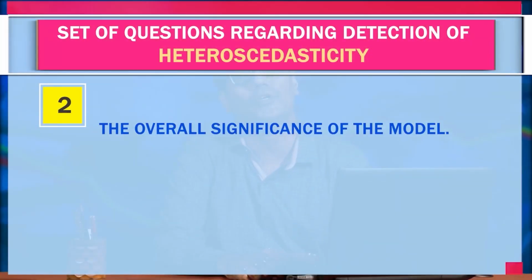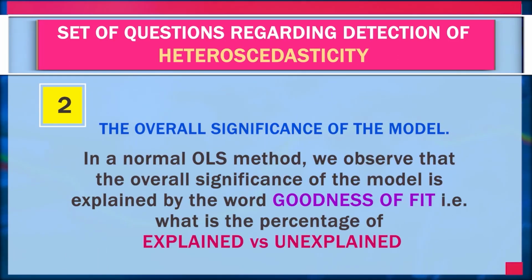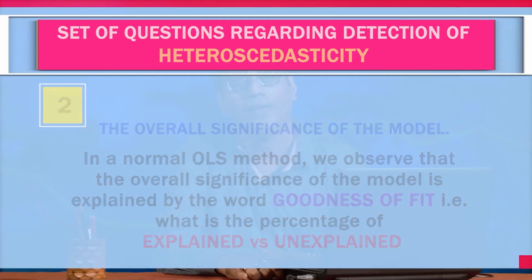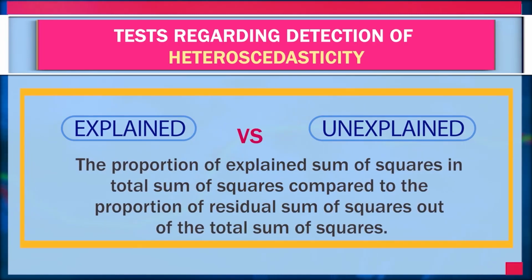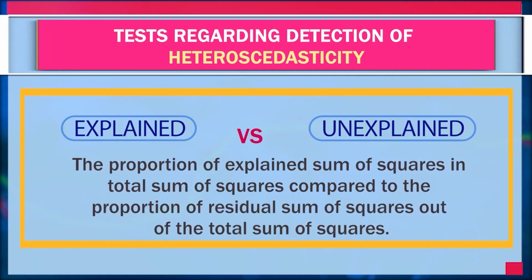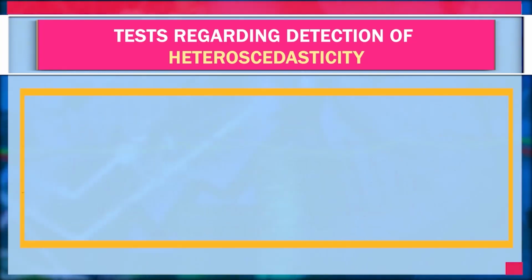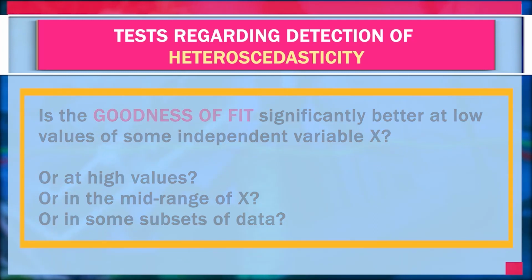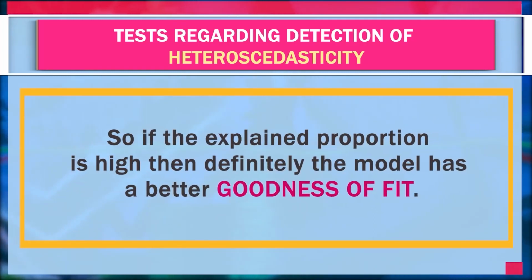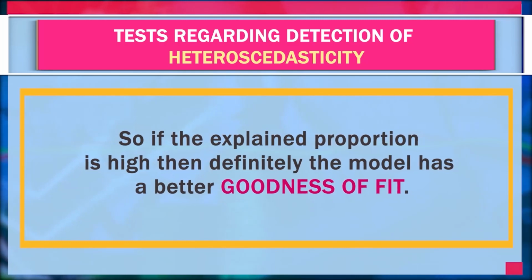Secondly, the question on the overall significance of the model. In the normal OLS method, the overall significance of the model is explained by the goodness of fit, that is, the percentage of explained versus unexplained. That is the proportion of the explained sum of squares in the total sum of squares compared to the proportion of the residual sum of squares out of the total sum of squares. If the explained proportion is higher, then the model has a better goodness of fit.